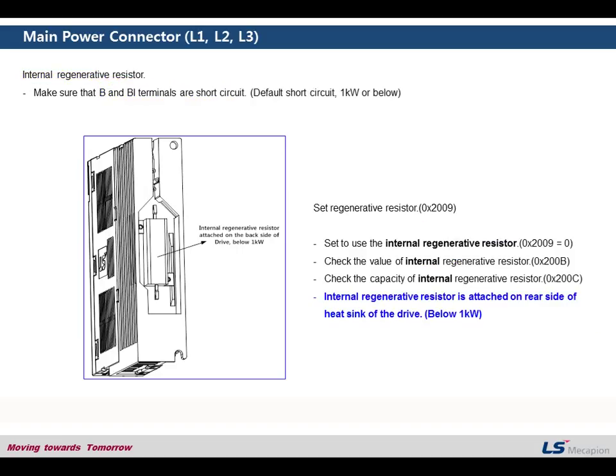In case of below 1 kilowatt drive, you can find the resistor on the rear side of heatsink, like the drawing, this part, and drives between 3.5 kilowatts and 15 kilowatts have the resistor inside of the drive, so you cannot see the resistor from the outside. And the higher capacity drive more than 15 kilowatts doesn't have the internal regenerative resistor. So you need to use the external regenerative resistor.